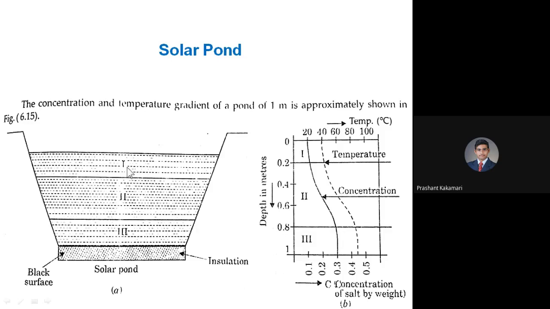So as the depth increases, we are going to maintain different concentrations of salts, and for different ranges of salt concentration, the density also changes. So density will be high at the bottom, low at the top. So the temperature and the concentration are also high at the bottom side. So we are going to extract the heat; the heat exchanger pipe is passed through here to extract the maximum heat, at the bottom side, and that will be passed to the different applications.